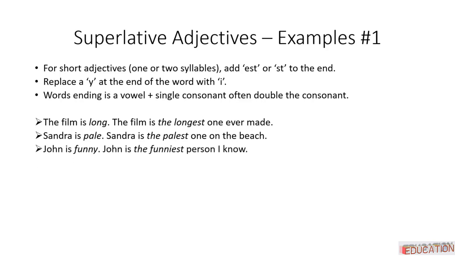John is funny. John is the funniest person I know. And because funny ends in a Y, we replace the Y with an I before forming the superlative, as we see here. That elephant is big. It's the biggest elephant I have ever seen. And this is an example where we have a vowel and a single consonant. And when we form the superlative, we make 2 G's out of big to form biggest. Similarly with fat is 2 T's to form fattest, and so on.